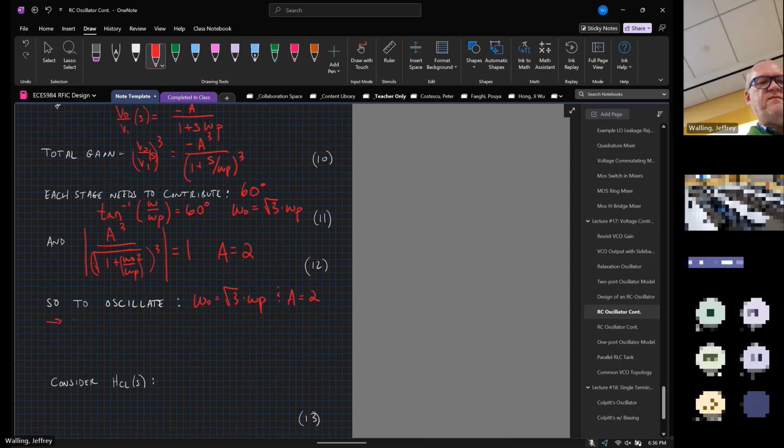Now, in reality, this is a condition that makes it just sufficient to sustain an oscillation. If you were to set the gain equal to 2 and the pole frequency equal to whatever your desired output frequency is divided by √3, is this going to oscillate? Maybe, maybe not. So normally you need to give it a little bit more gain to get it to start an oscillation, and then the oscillator will tend to stabilize itself.